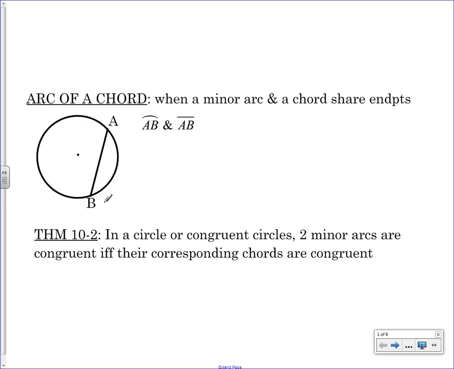10-2, in a circle, or congruent circles, two minor arcs. What's a minor arc again? Less than 180, right? Two minor arcs are congruent if and only if their corresponding chords are congruent. So for example, if I were to take this picture and add a CD to it, okay? So these are both minor arcs because they're less than 180, all right? If their chords are congruent, if I say CD is congruent to AB, then the arcs are congruent.